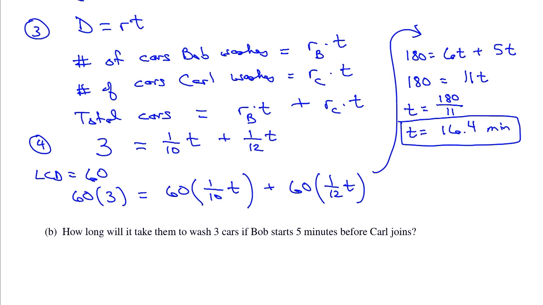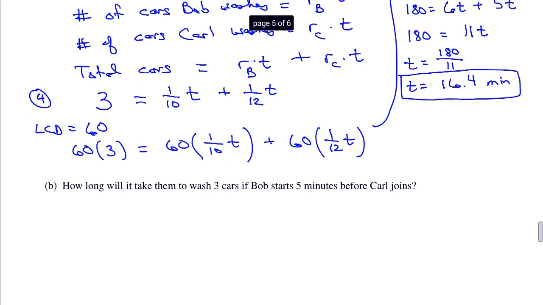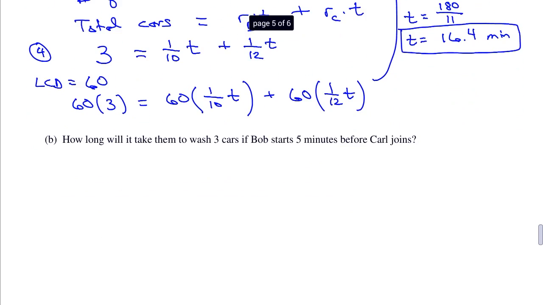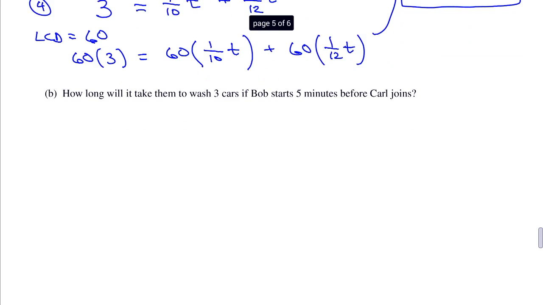Now, what if they didn't start working at the same time? Example part B here, how long will it take them to wash 3 cars if Bob starts 5 minutes before Carl joins, and then they work together to finish up the 3 cars? So we have most things set up, but the time is a little bit different.